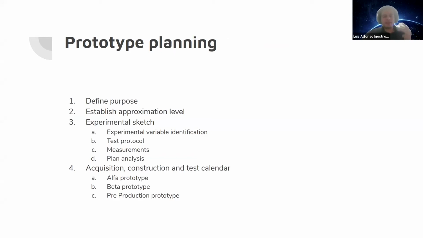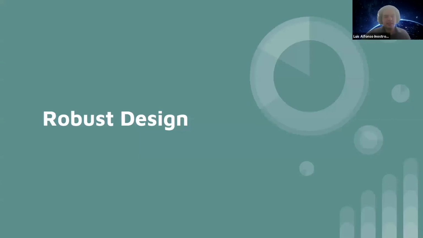Then acquisition and construction and test calendar. You are going to do various tests during the development of the project, but the last three are the alpha prototype, beta prototype, and pre-production prototype. Alpha is done in order to know if the whole product is going to work. Betas are given to test clients in order to see if everything is going to work in the future and if there are no problems with the customer. And pre-production prototypes are made before mass manufacturing in order to fine-tune some final details.